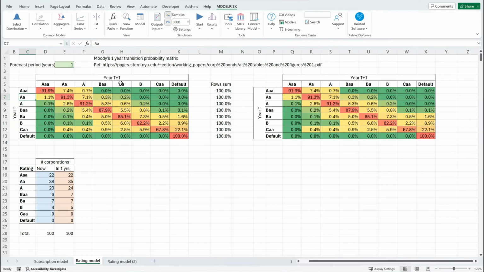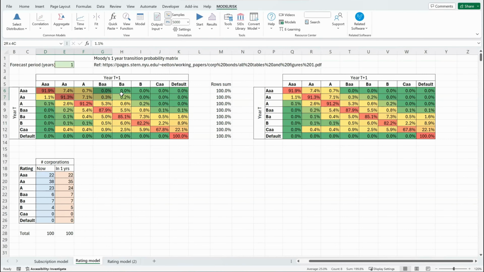So this example is Moody's one-year transition probability matrix for the rating of a business. So here we have a AAA business, and it has a 91.9% probability, judging from historical data, that it will be rated AAA next year. It has a 7.4% probability that it will be rated AA and a 0% probability that it's defaulted.